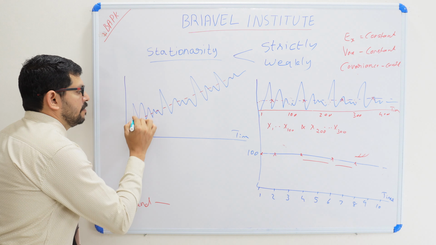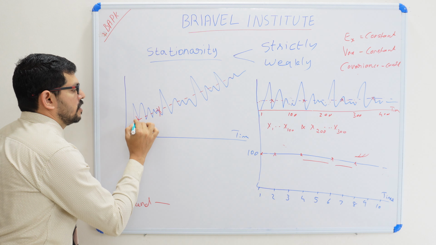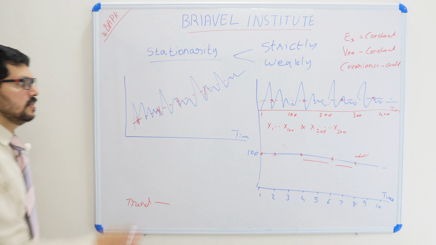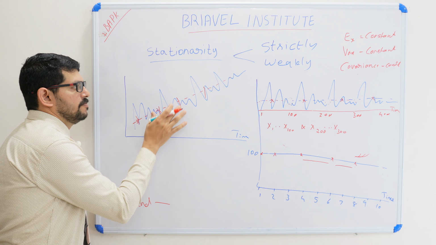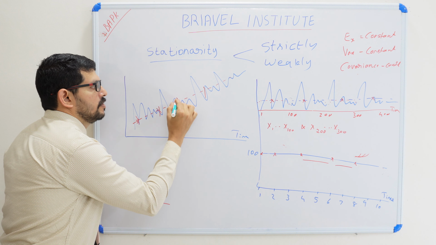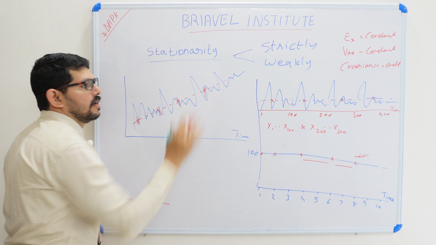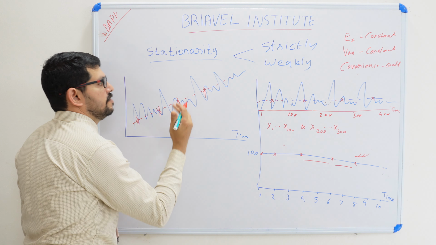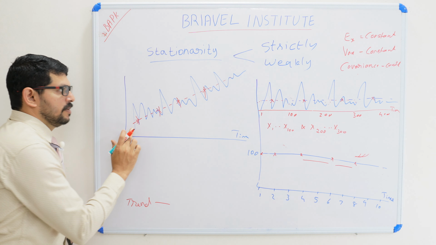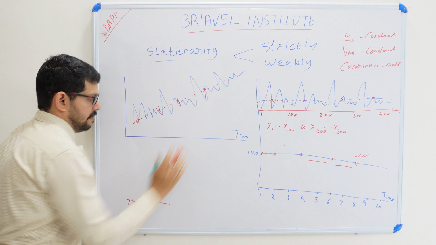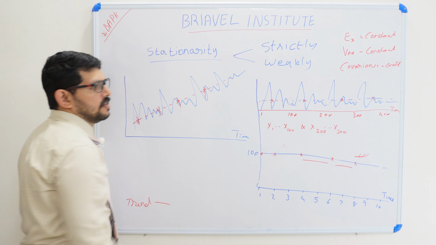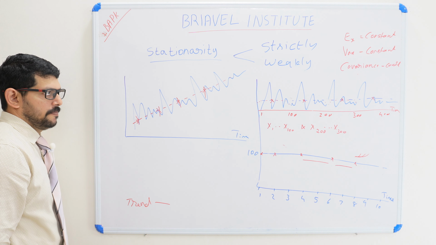If you compare these statistical properties from this point or this point, they will be different because this depends on the time. The variance will be different and the expectation of h will be different because it is an increasing trend. Wherever you take the point, it will be different. So whenever you see a trend in the graph, this process will not be strictly stationary.